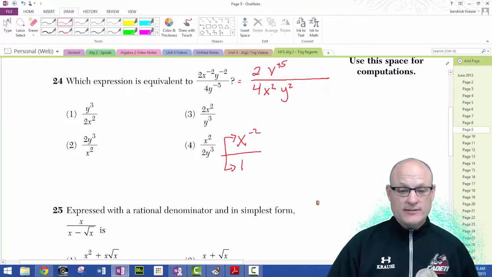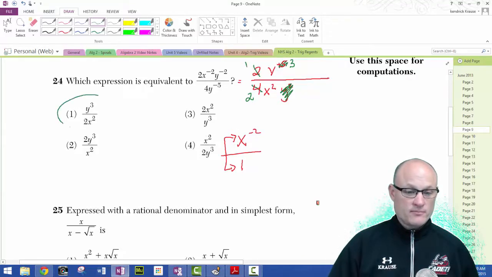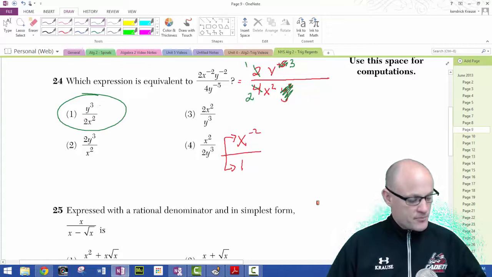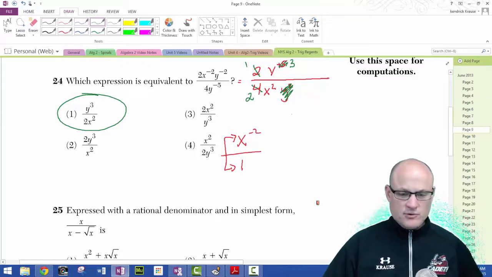Now I can simplify it. 2 goes into itself once, 2 goes into 4 twice. Nothing to cancel with the x's. These 2 y's cancel with 2 of these y's, leaves me 3. So I have y cubed over 2x squared. Choice 1. Moving on.